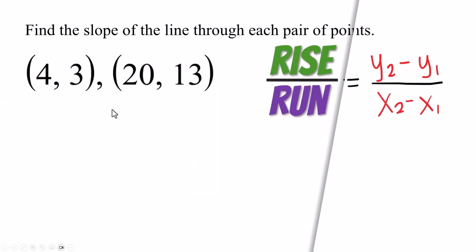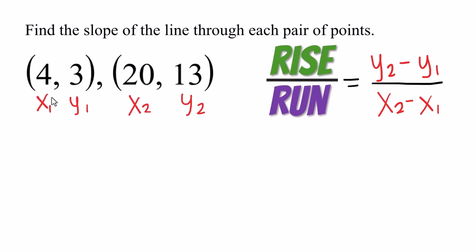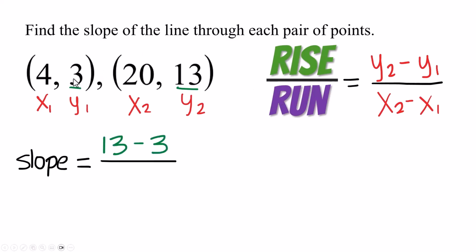So let's use that. Find the slope of the line that goes through each pair of points, and I'm going to do a few of these for you, and then you're going to have some practice ones. The 4, 3 is going to be our first point, and this is going to be our second point. I always start by labeling these because I don't want to get these mixed up. It's really important that this formula has all the right numbers in the right spots. Y2 is going to be 13. So to find slope, we're going to do 13, and we're going to subtract the 3. Y2 minus Y1. On the bottom, x2 minus x1 would be 20 minus 4.